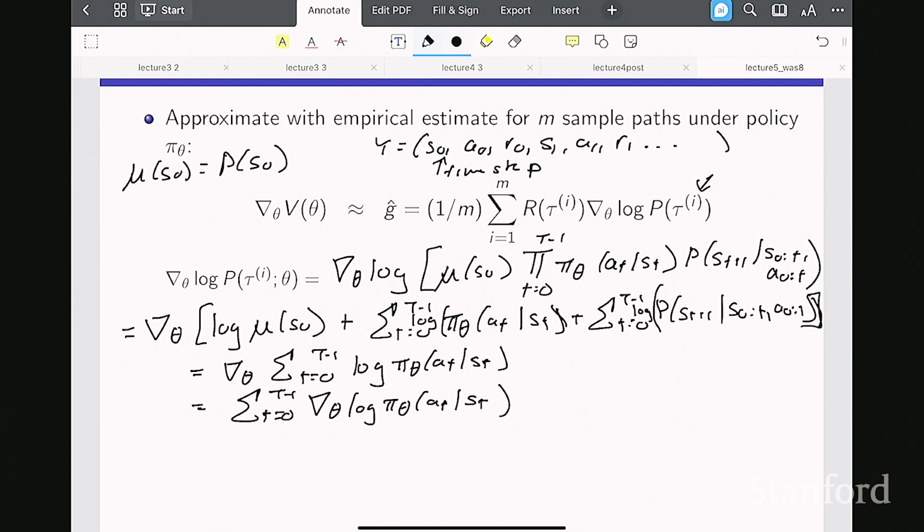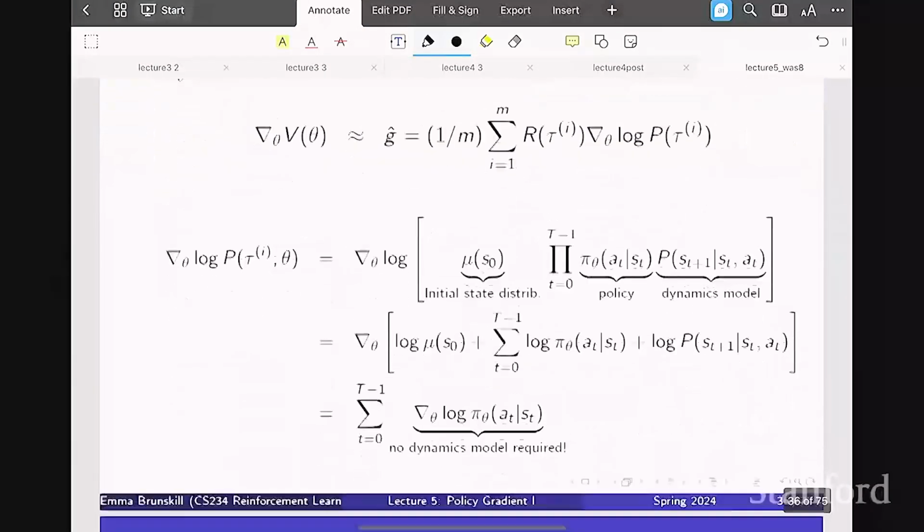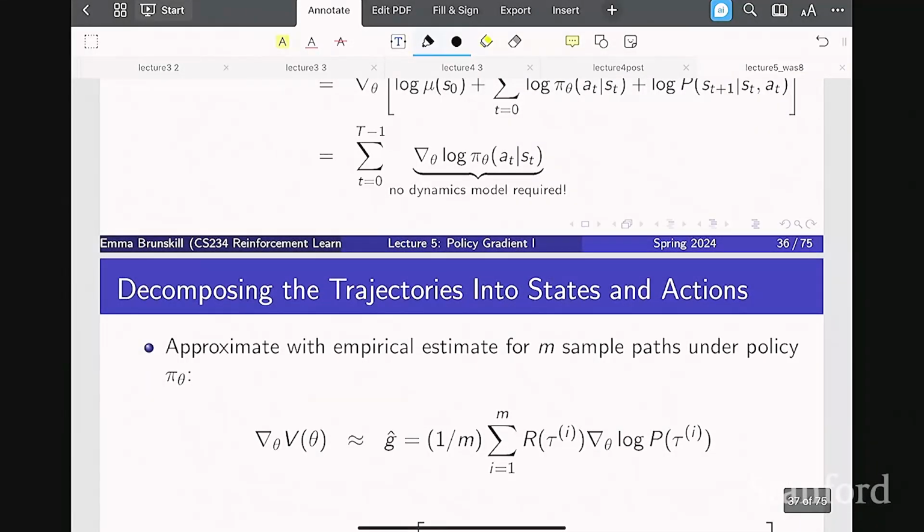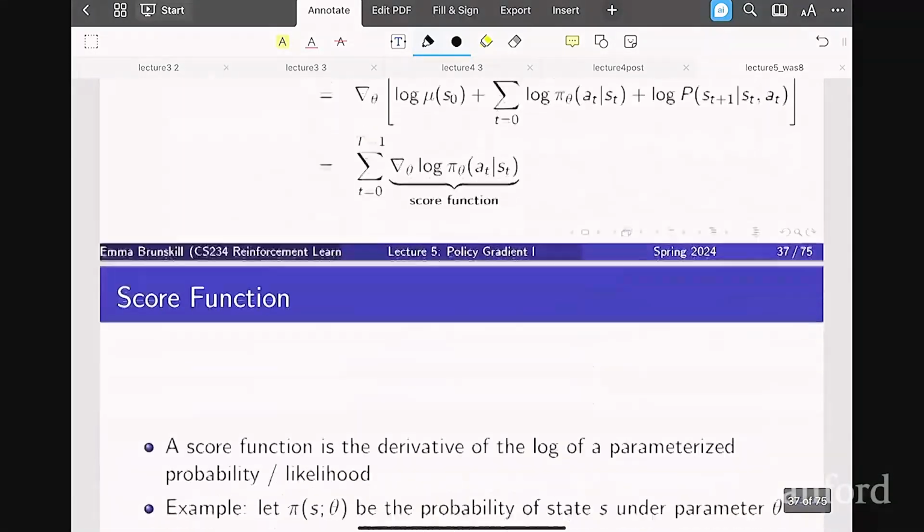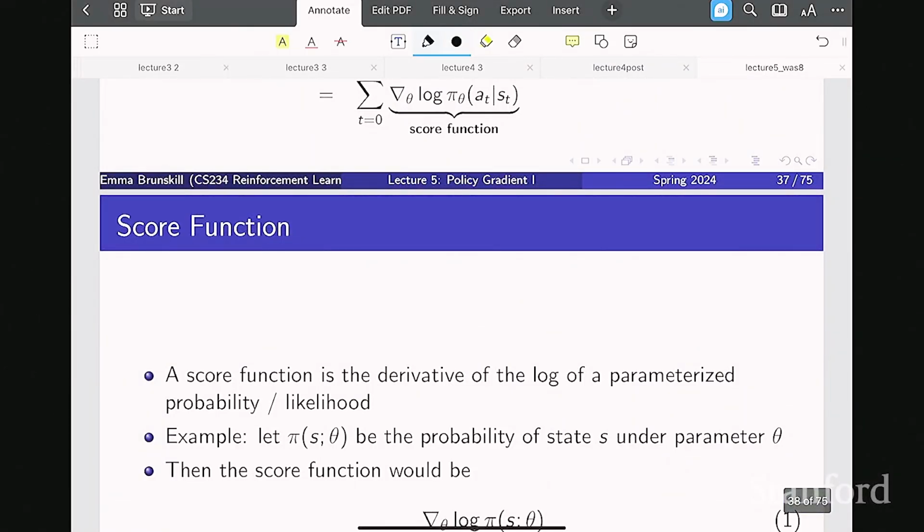So this is great because now we don't depend on our dynamics model. We have written down what this term is as a function of, so we're just doing this term right now as just the sum of the derivative of the log of the policy at that particular point. So we're summing up, for each of the different actions we took along the way, the log of their probability, and taking the derivative of that whole term. All right. So we don't need any dynamics model, which is great.